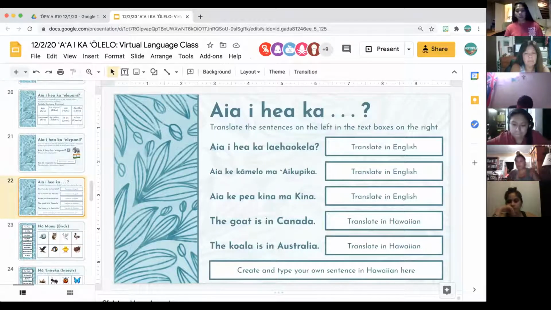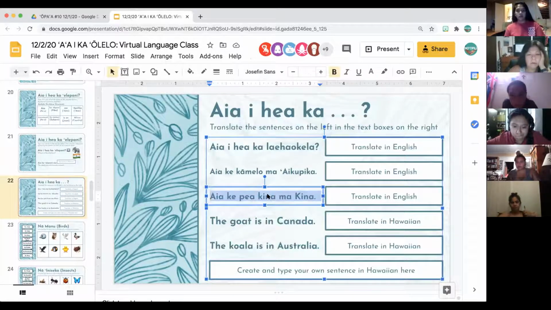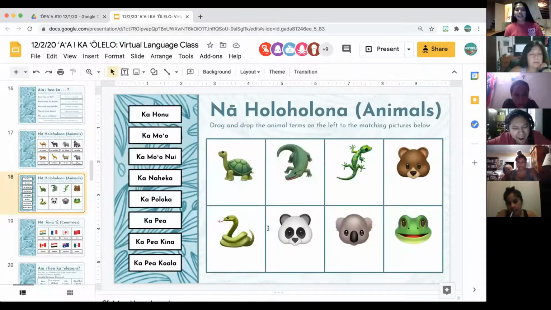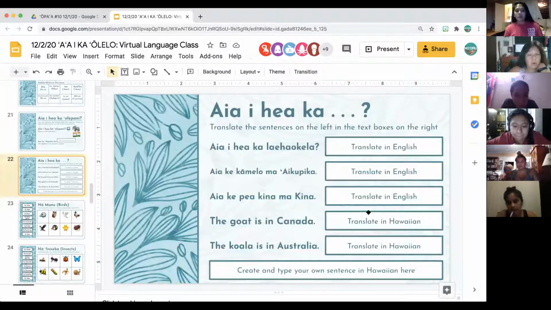Let's try this one. This one's pretty easy. Kailani, you want to try? It's a bear. It's in China. Yeah, what kind of bear? You have the panda. Panda, yeah. So the Chinese bear, the panda is in China. Good job. Thank you.